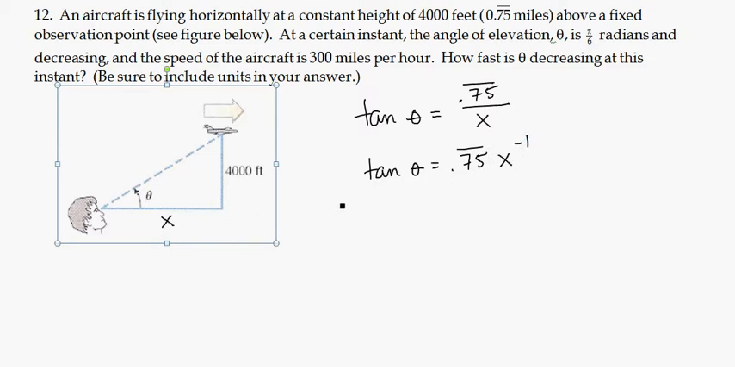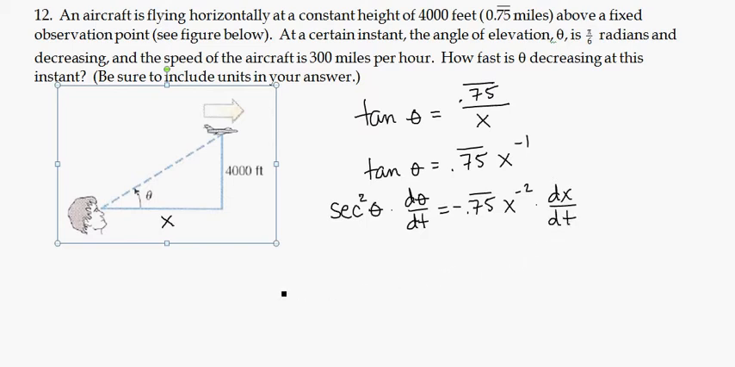Now when we take the derivative of both sides with respect to t, the derivative of tangent is secant squared theta times d theta/dt. And over here we leave our coefficient alone, pull down the negative, so we get negative x to the negative 2, and again for chain rule purposes we will multiply by dx/dt.